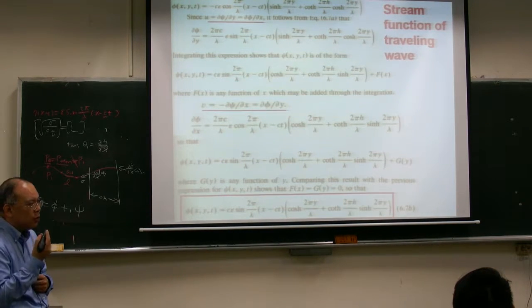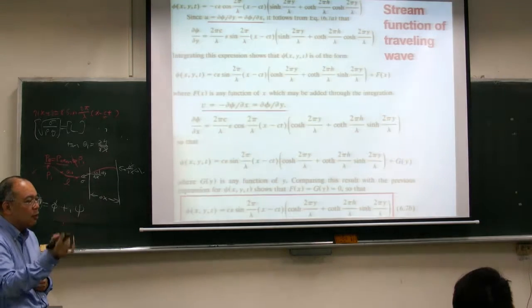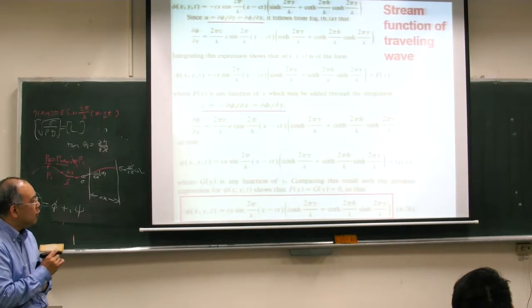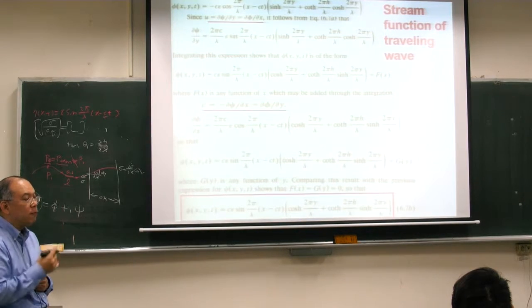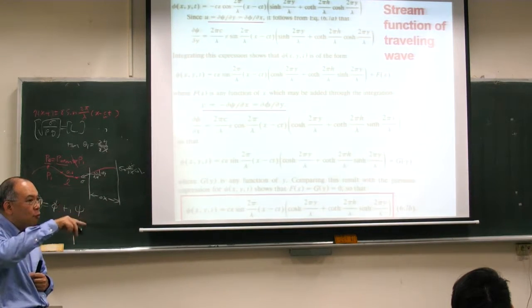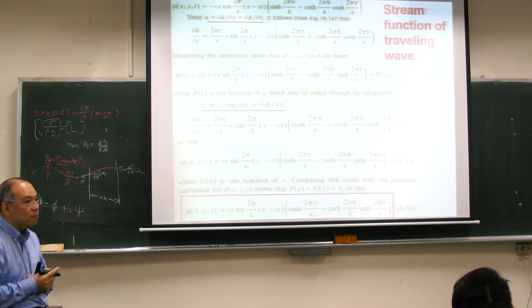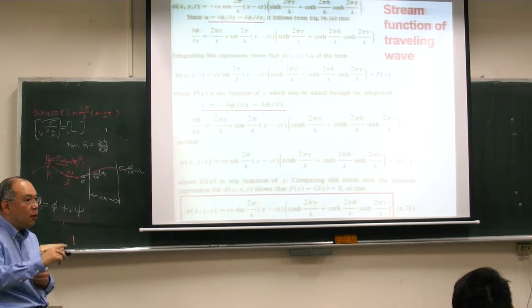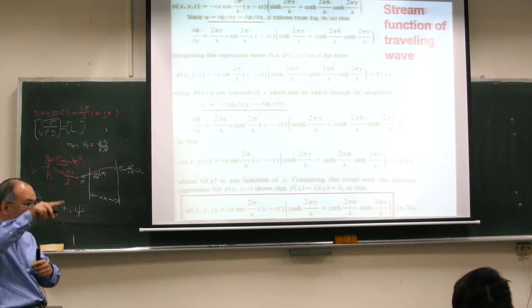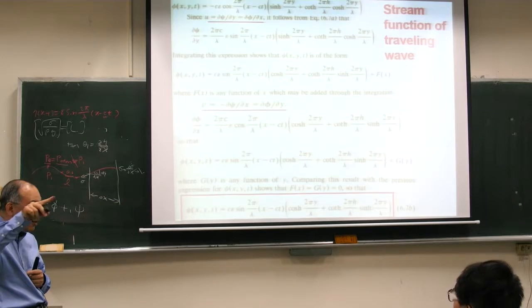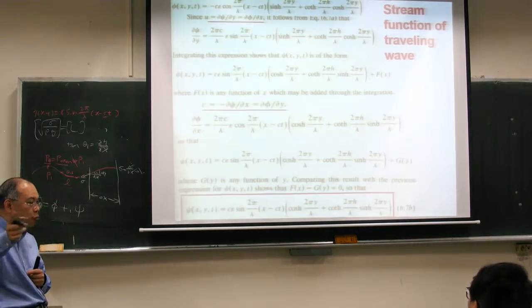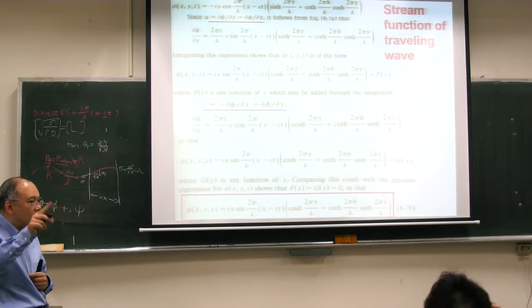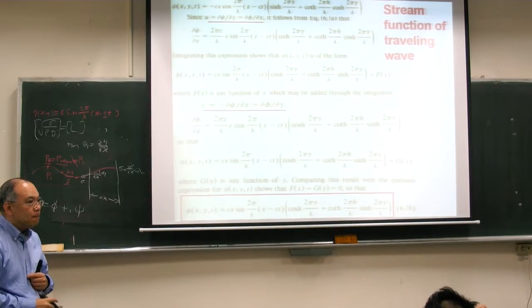Because it is a constant, you can assign any constant. Here we assume this constant equals 0. It makes no difference, because psi and psi plus a constant make no difference. Psi equal to 1 and psi equal to 2 make no difference. Only the difference, delta psi, matters. You remember delta psi gives us the flow rate between two streamlines, psi equal to a constant. Any constant makes no difference.